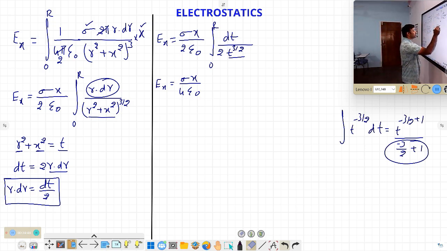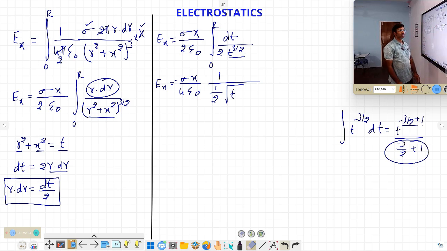So after integration, the value is minus 1 by 2 in the denominator, and t power minus 3 by 2 plus 1 becomes t power minus 1 by 2. If you bring it down, it becomes t power plus 1 by 2, which I write as root t, since the power 1 by 2 means root. The lower limit is 0 and the upper limit is r. Now I can cancel the 2 and 2 after taking it outside.